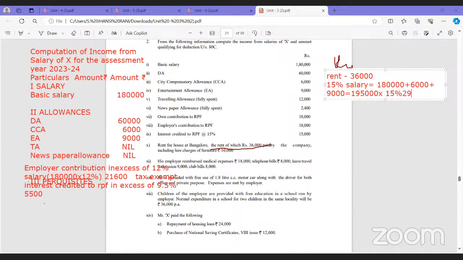It comes to 29,250. Now, out of these two, which is the least one? Is it 36,000 or 29,250? 29,250 is the least one. Least means what?